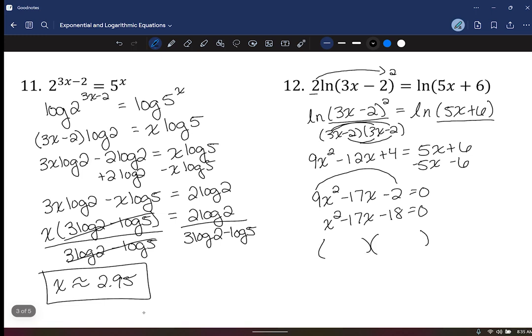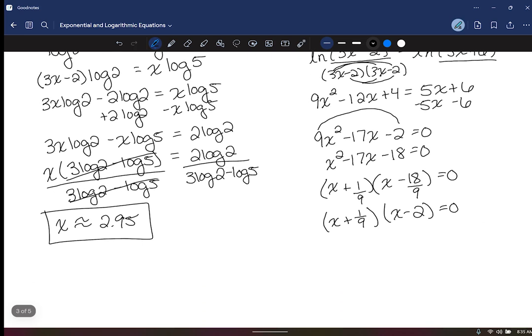Then I can factor. So I have a positive and a negative, x and x. And what multiplies to make 18 that subtracts to make 17 is 18 and 1. 17 needs to be negative, so 18 will be negative, 1 will be positive. And then I need to undo what I just did by dividing by 9. Now, if I was just factoring, I would pull that 9 to the front. But since I'm solving, I will leave it back there.